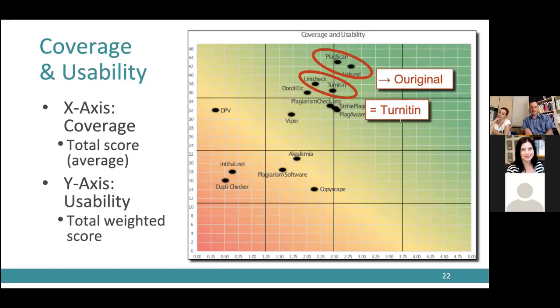Since we did our test, there were some changes on the text matching software tool market. Turnitin acquired Unicheck. Plagscan and Urkund merged to one company called Original. And recent news are that Turnitin wants to buy Original. So all these four best performing systems will probably become one system soon.